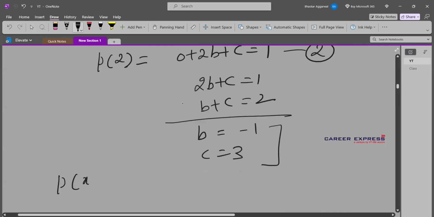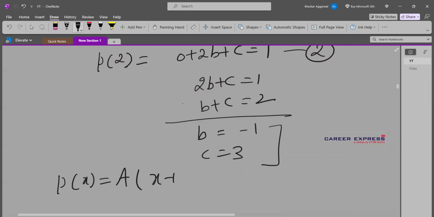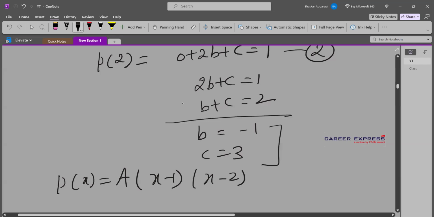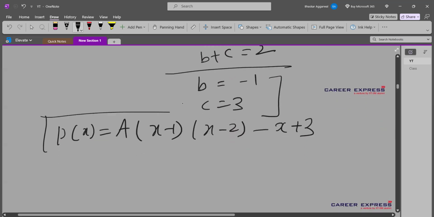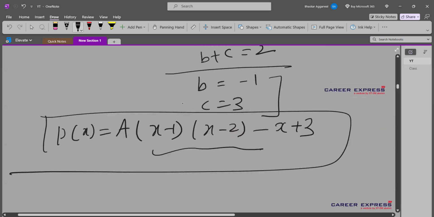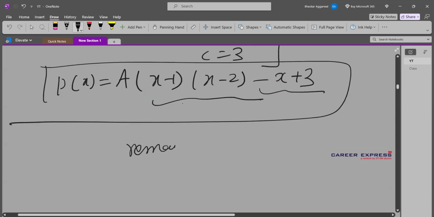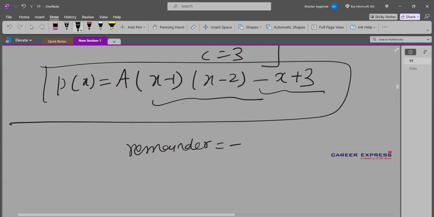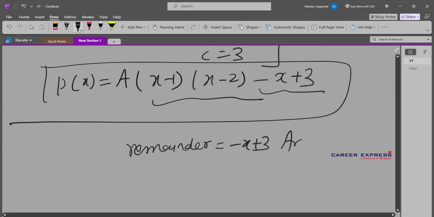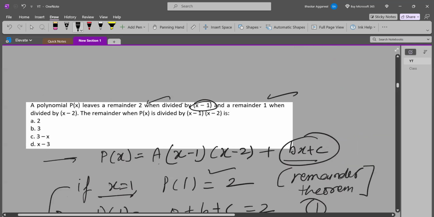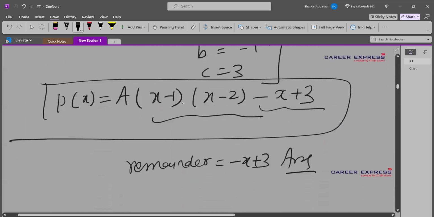So P(x) becomes a times (x minus 1)(x minus 2) minus x plus 3. So when this polynomial is divided by (x minus 1)(x minus 2), the remainder will be minus x plus 3. So that will be the answer. So it will be option C, minus x plus 3 or 3 minus x.